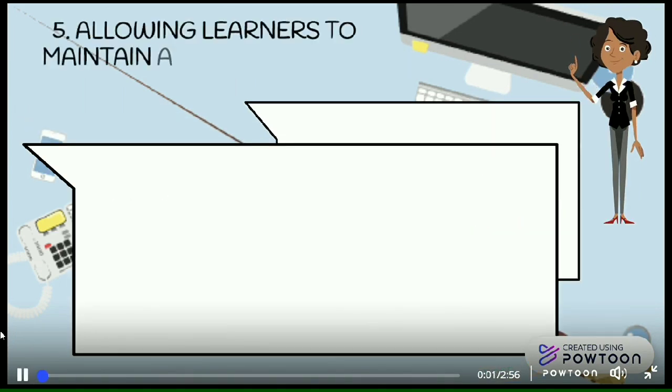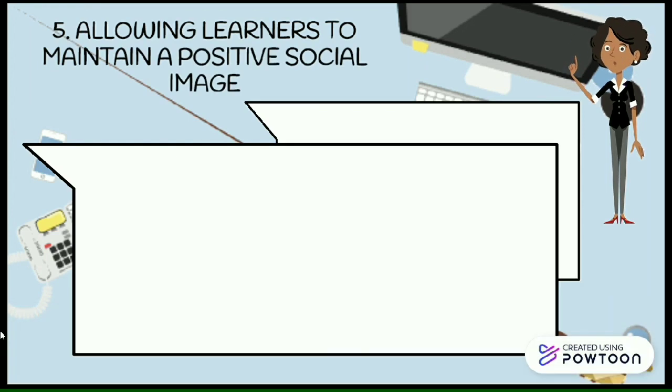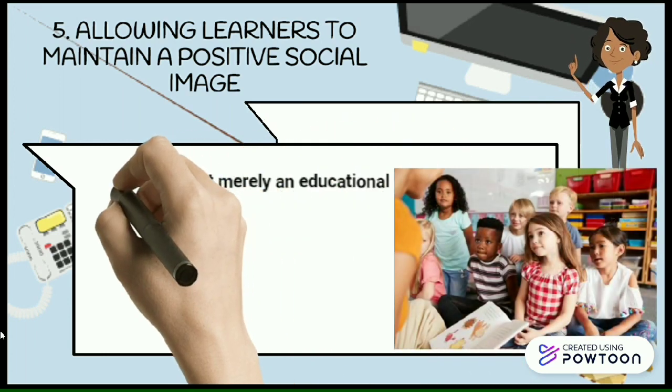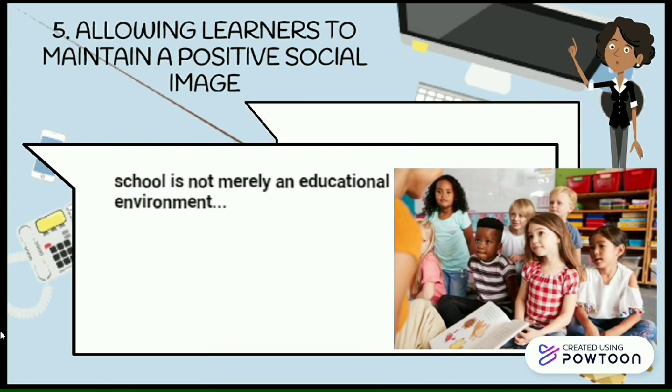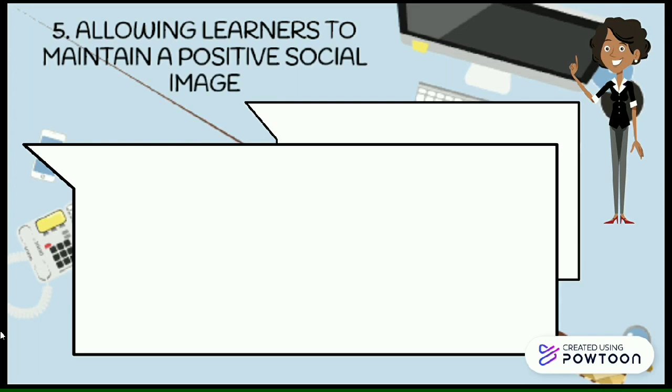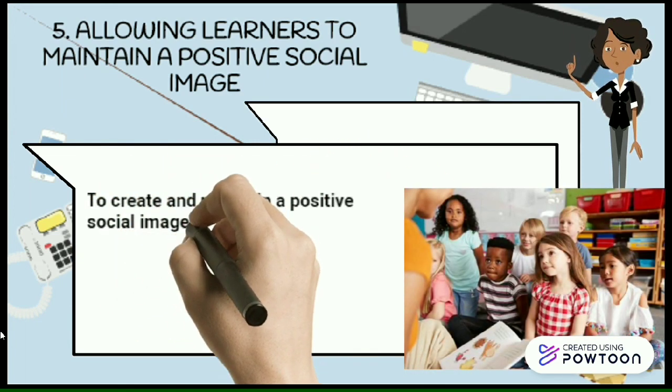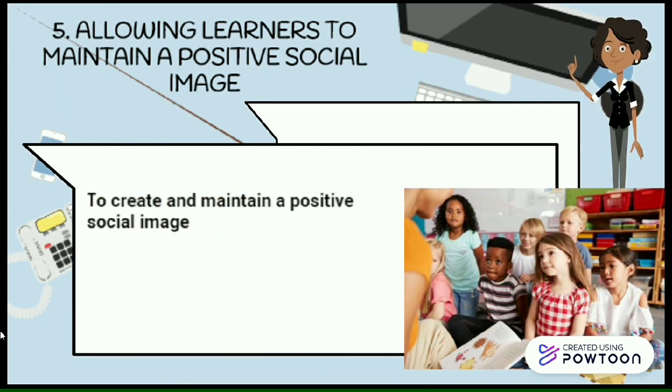Number 5: Allowing learners to maintain a positive social image. A school is not merely an educational environment, as many teachers would like to believe, but a context where every educational decision has implications for the social life of the learners. Therefore, students attempt to create and maintain a positive social image, which is one of the most basic human needs.